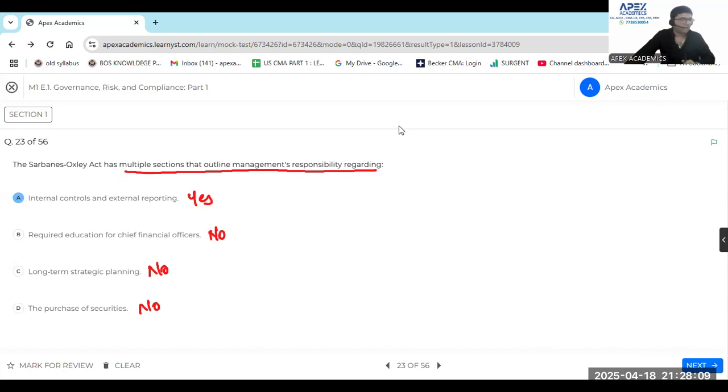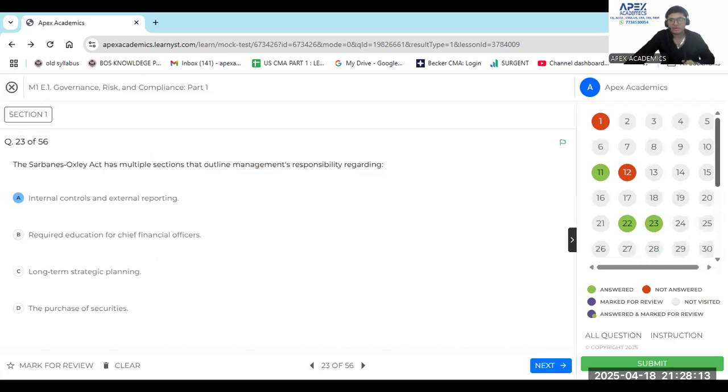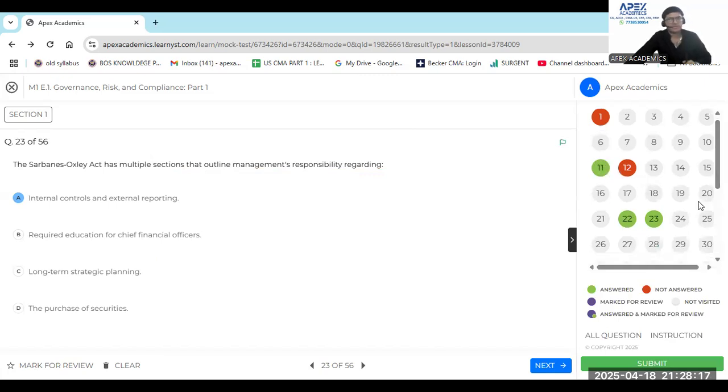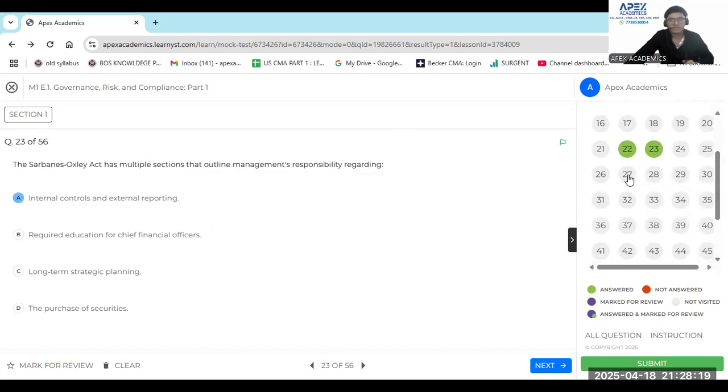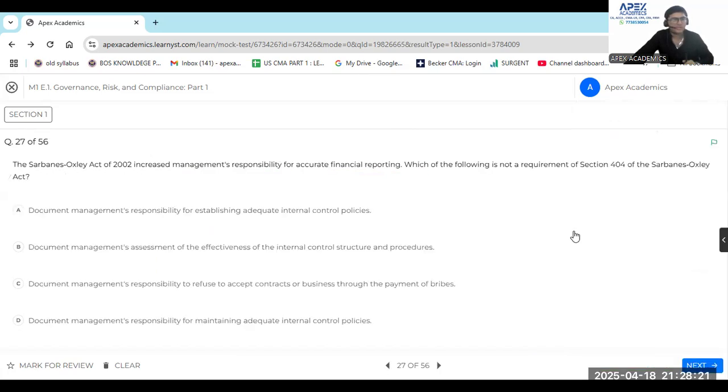Now let's go to question number 27. Question number 11 is tick marked. 3 questions done. So now we are going to question number 27. Let's pay attention. They are asking us about section 404 of SOX. SOX 2002 increased management's responsibility for accurate financial reporting. Yes, SOX में वो increase हुआ है.